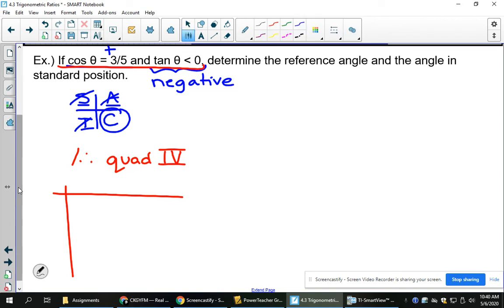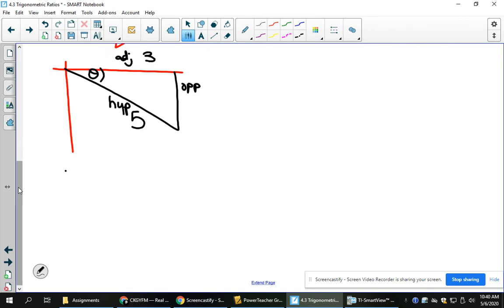Let me put my reference angle theta in quadrant 4. I'm talking about cosine, so that's going to be adjacent over hypotenuse, 3 over 5. I'm going to quickly do Pythagorean theorem. C squared minus b squared is going to give me my opposite side. 25 minus 9 is going to give me, pardon me, 16, which I square root to get 4.